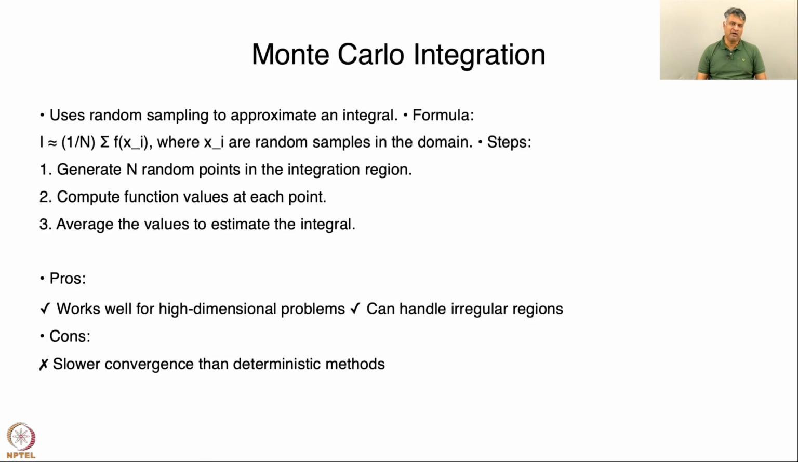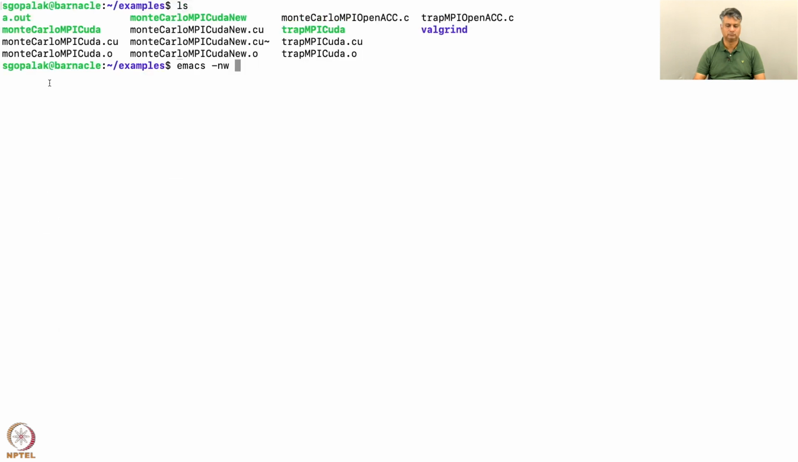Let us now see how this is implemented with MPI and OpenACC. Remember, OpenACC is a directive-based programming approach which makes our life very easy in the sense that we do not have to handle explicit copying of memory back and forth. So we will now go and see how this is implemented in an OpenACC code.